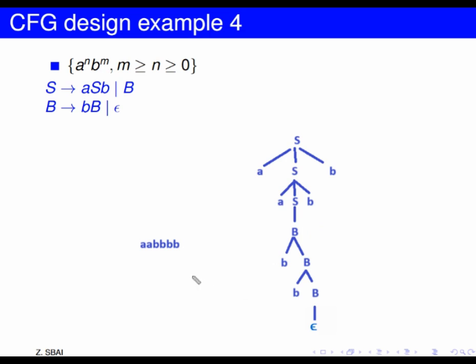Let's take a second string, double a, 4 b's. We will apply again S yields to aSb. Then for this variable S, it yields to aSb. And then for this S, it will yield to the variable B, for which we will apply B produces bB. Again, this B produces bB, and the last B will produce epsilon. So we will find our string in the leaves of the parse tree, double a and 4 b's.